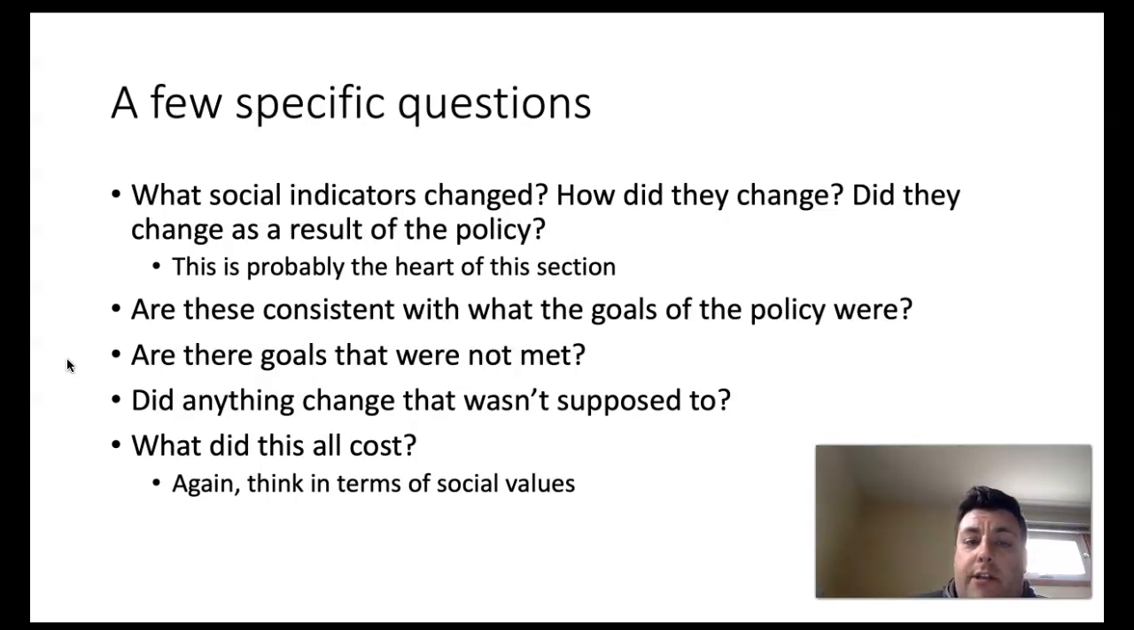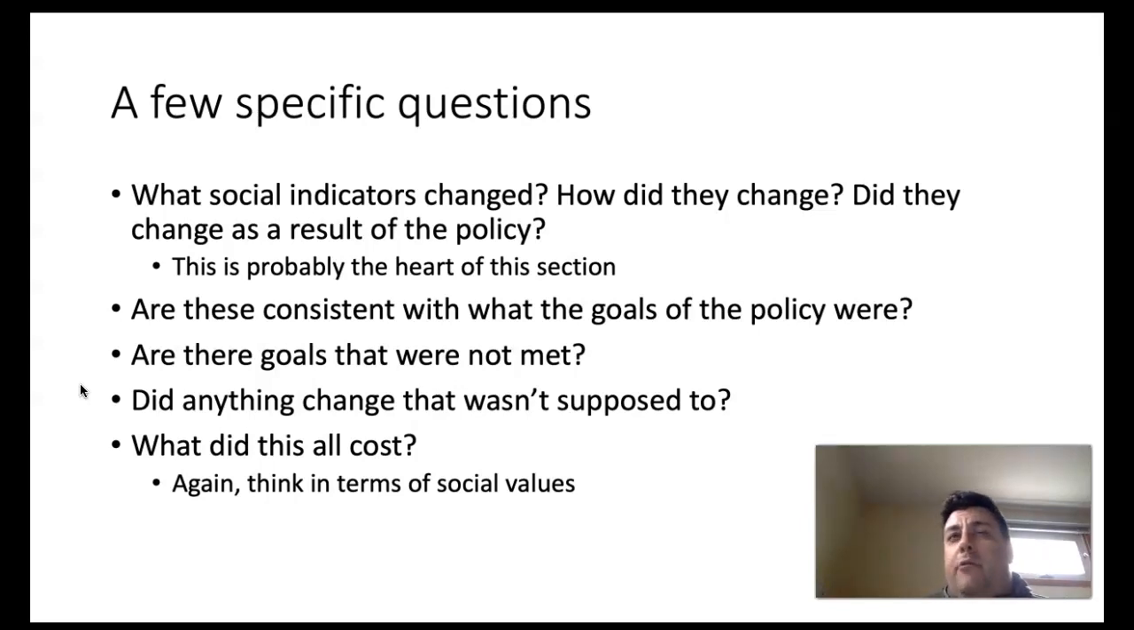So the second question to ask is, are these changes consistent with what the goals of the policy were? And then the third question is, are there goals that weren't met? So are there things the policy was supposed to do that it didn't do? There's also a thing called unintended consequences, and that's what I mean by this. I guess it's the fourth bullet point here. Did anything change that wasn't supposed to? Were there unintended consequences? And then again, what did all this cost?